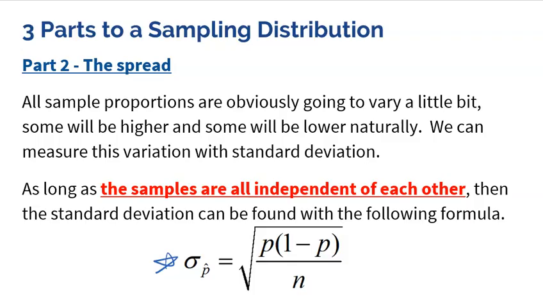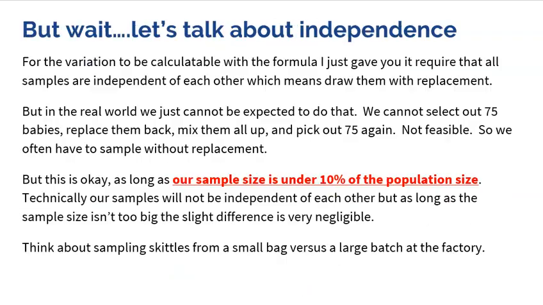Now, there's a huge condition here as well. The samples all have to be independent of each other. So if I take a sample out, I have to put it back, mix it up, and take out another sample. Let's talk about that for a second. For the variation to be calculable with the formula that I just gave you, it does require that samples are independent of each other. But in the real world, we just cannot sample like that. We cannot take out 75 babies, for example, replace them back, mix them up, and pick out 75 again. It's really just not feasible.